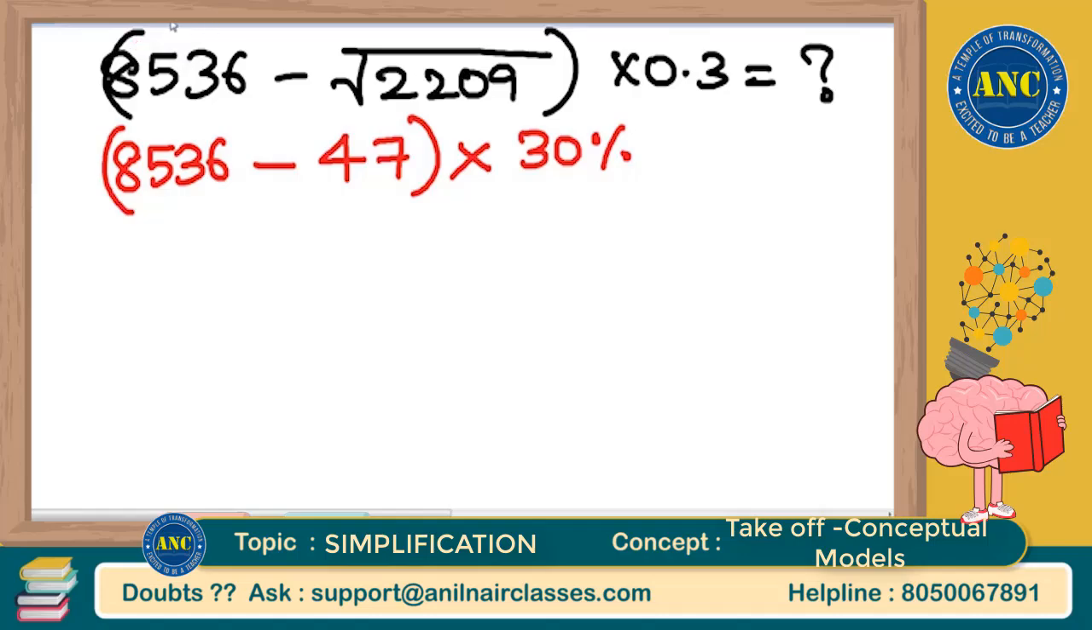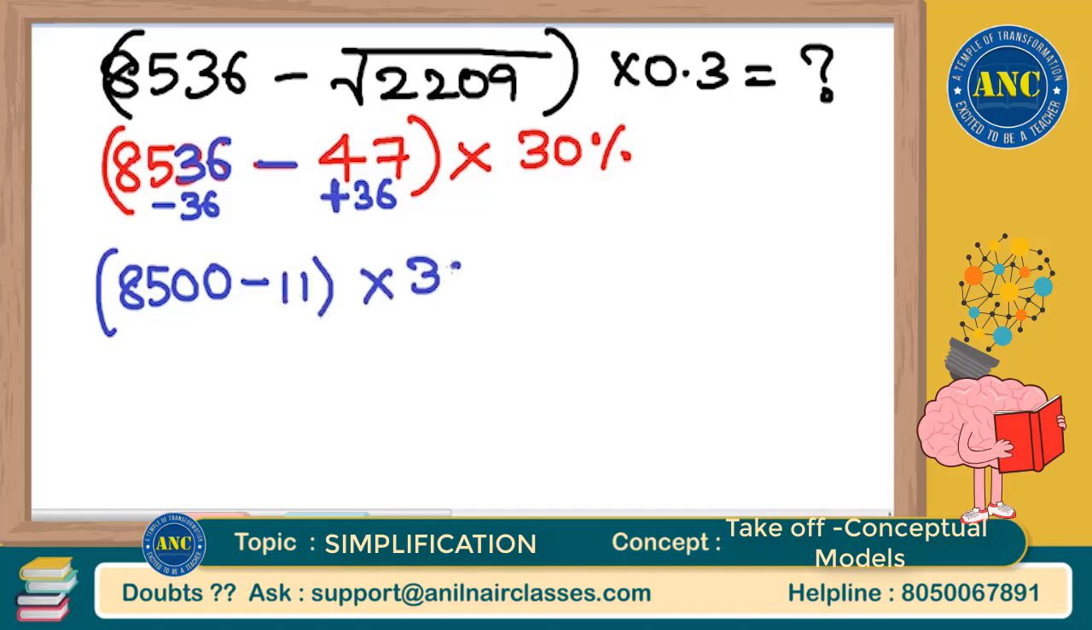Now what I will do is, 8536, I want to make it a fancy number. I will subtract 36, and I will add 36 for this. Both are the same, sir. It becomes 8500, which is a fancy number, minus 47 plus 36 is 11. This is how I want you to think. As simple as that. 30% of 8500.